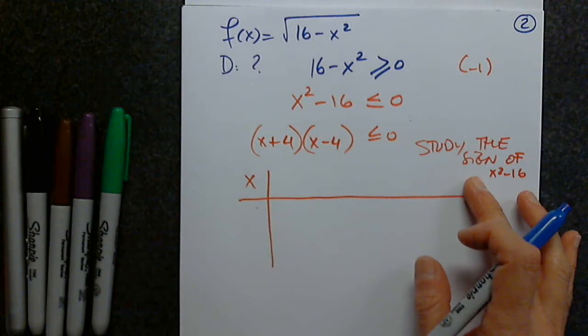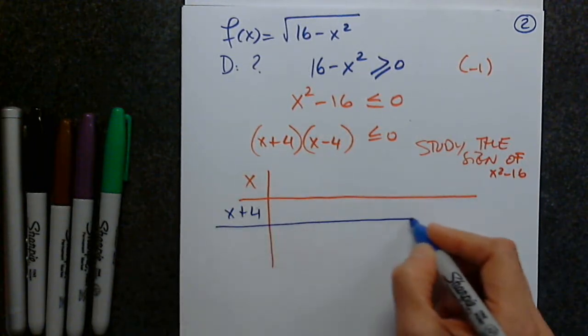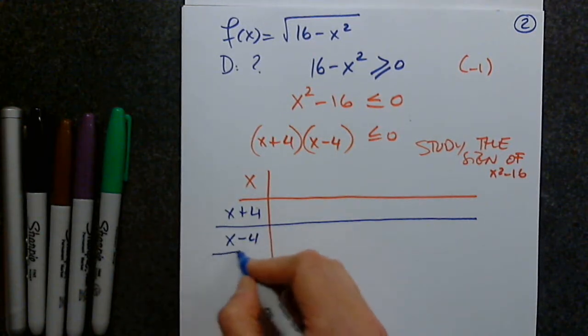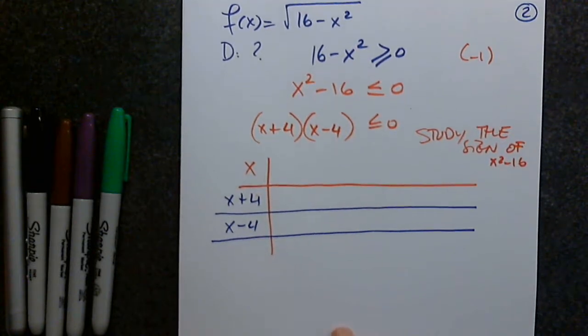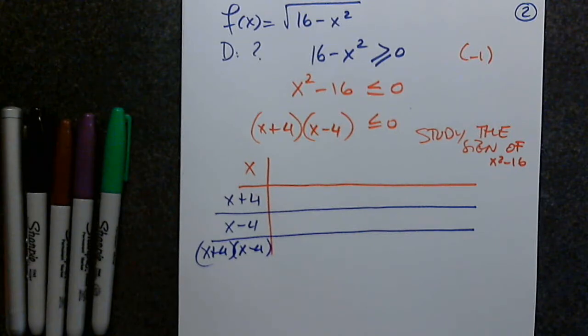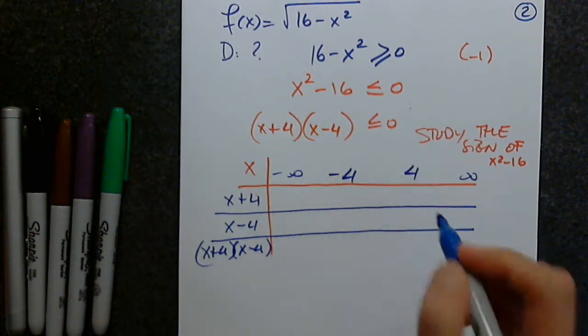X is the variable in the problem. X plus 4 is the first factor in the problem. X minus 4 is the next factor in the problem. And then we have x plus 4 times x minus 4, which is what we are interested in. So the variable in the problem can be anything. But I'm specifically interested in two x values. And those x values are -4 and 4, exactly. I'm only interested in -4 and 4, and they have to be in ascending order.